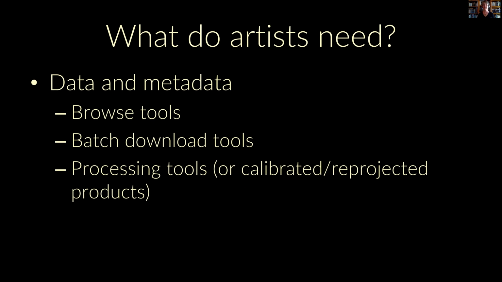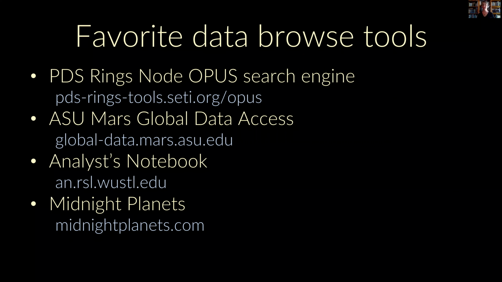There are a few places that are doing a really great job with this, making data accessible to the public. The Ring Moon Systems node, I should now say, has a fabulous search engine called Opus that makes the data really easy to drill down into, find exactly what you want, and download what you need. They have also created a calibrated and geometrically projected, geometrically corrected version of the Voyager data sets. And so that makes that whole data set a lot more accessible than it used to be.